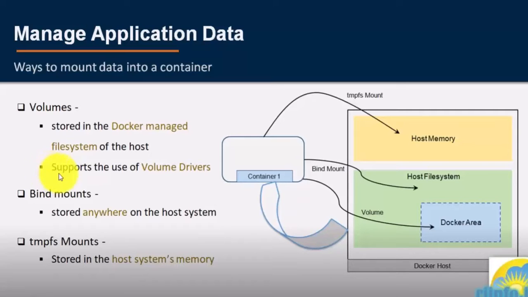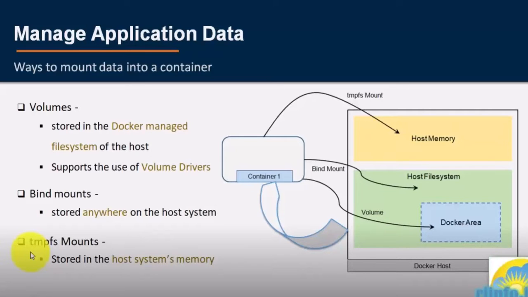Second is your bind mounts. Data may be stored anywhere on the host system. They may even be important system files or directories. Non-Docker processes on the Docker host or the Docker container can modify them at any time. And lastly, the tmpfs mounts. Container data is stored in the host system's memory only and is never written to the host system's file system.